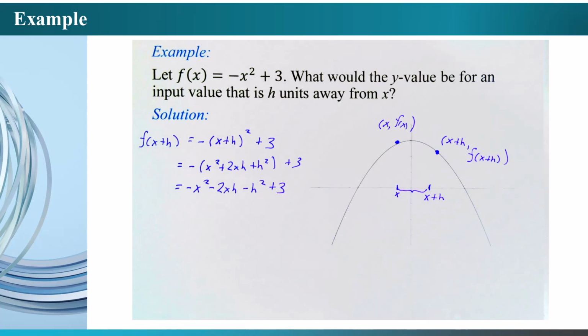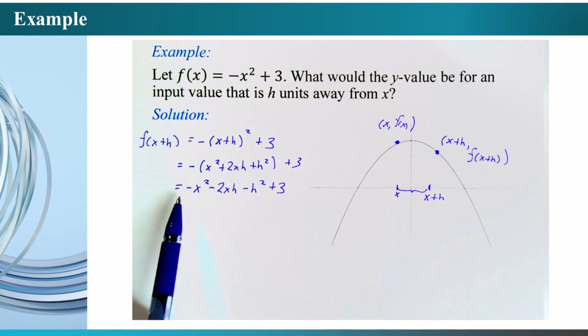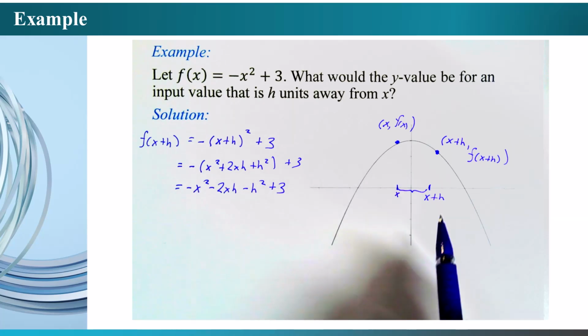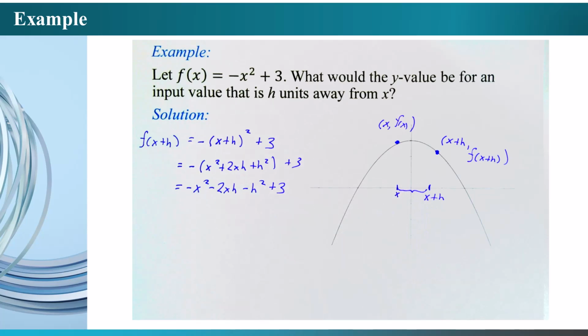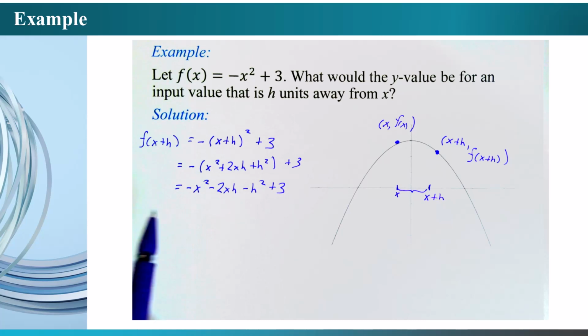Now it's worth noting here that if I knew exactly what the value of x is, I could of course put that in here and get something for that. And if I knew what h is, if I knew I was going over, say, 2 units, if h was 2, then I could plug 2 into the h over here, and I would know exactly what that y value is. In this case, we're doing this in a very general way, and so we get an expression here that involves both x and h.